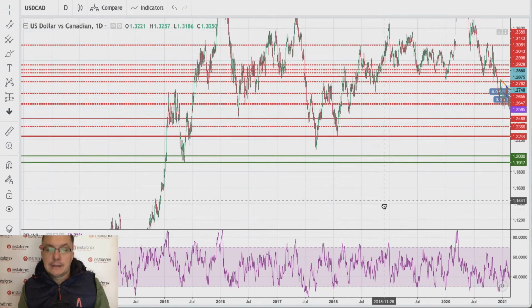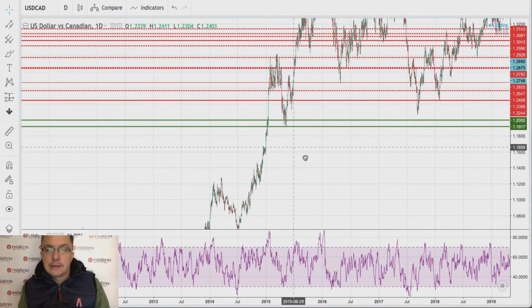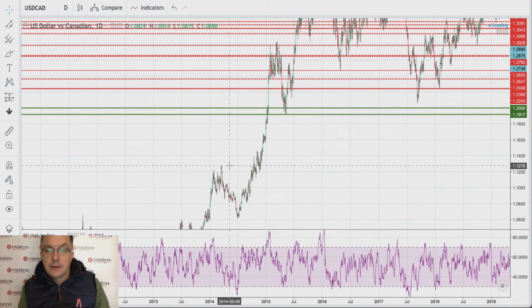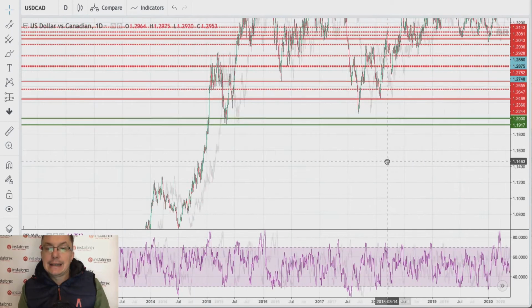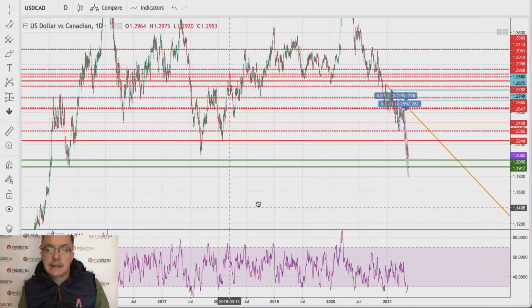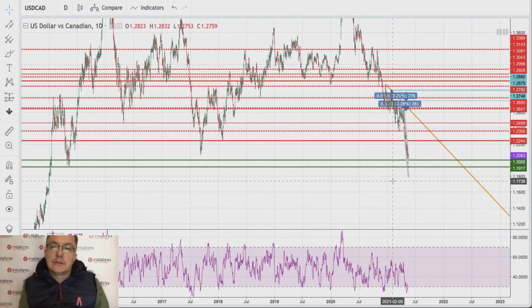So it's 80 pips below 1.2, and as you can see, there is nothing here. There is nothing here unless the level of 1.12, basically 1.1276, is hit. So key levels of support on the US dollar to Canadian dollar.